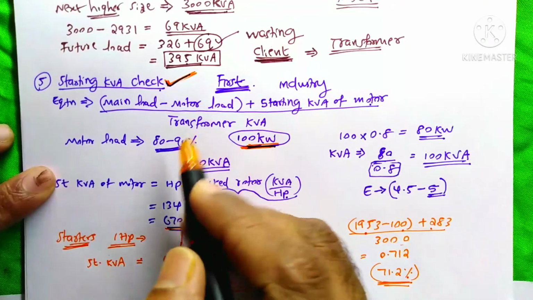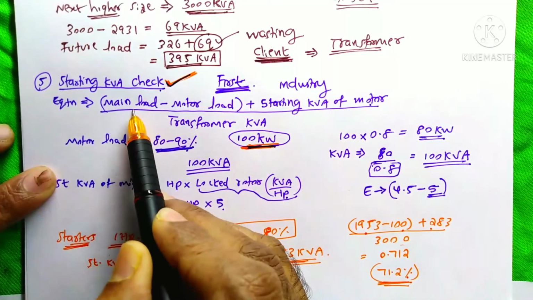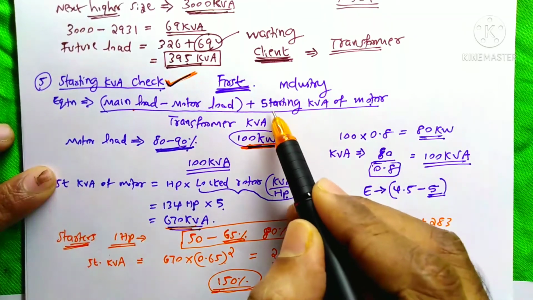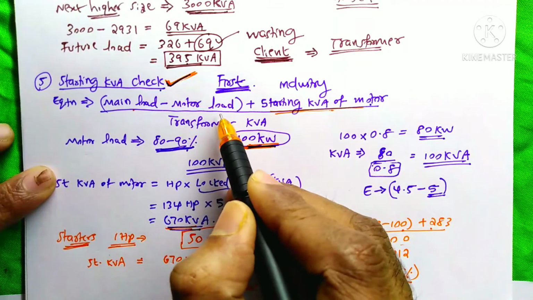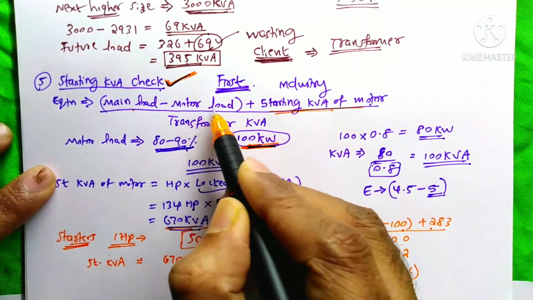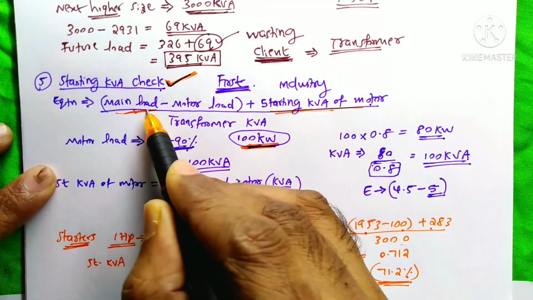Here you may be wondering why we actually subtracted this motor load from this main load. It is because, you know, in the starting kVA of the motor, this motor load is included. So we don't need to consider this motor load again. That is why we subtracted it from our main load.